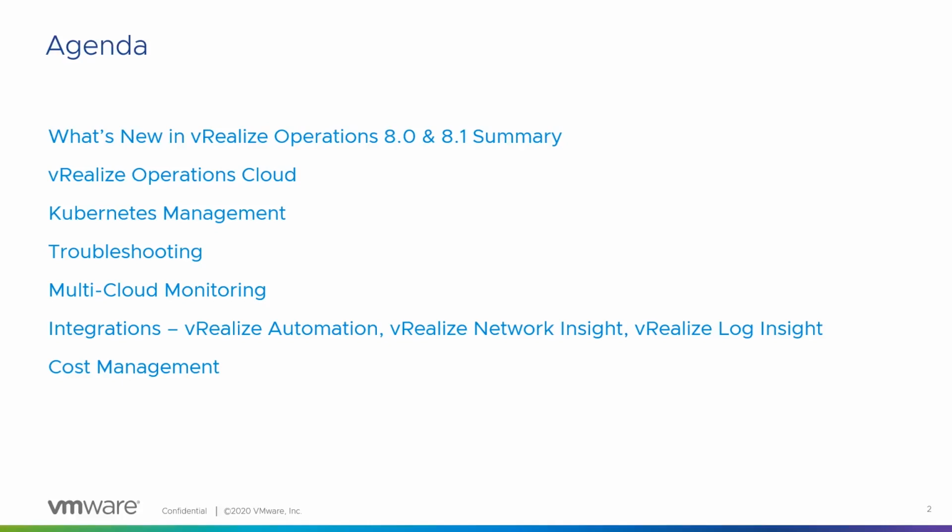We'll move on to talking about Kubernetes management, look at troubleshooting, what we can do with multiple clouds, so your on-premises cloud, public clouds, VMware Cloud on AWS. And then look at some of the integrations that we have with vRealize Automation, new vRealize Network Insight integrations, and some of the cool new stuff with vRealize Log Insight. And then finally, we'll wrap up looking at some of the cost management features that vRealize Operations can bring.